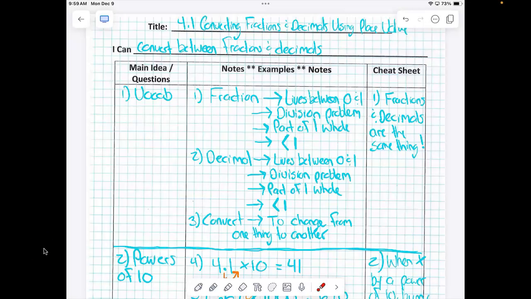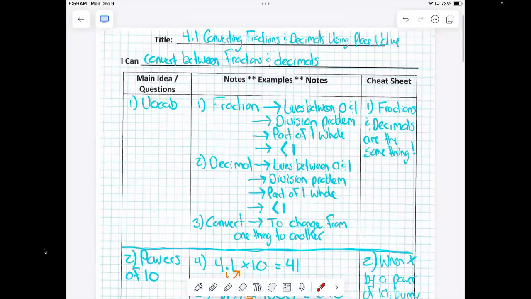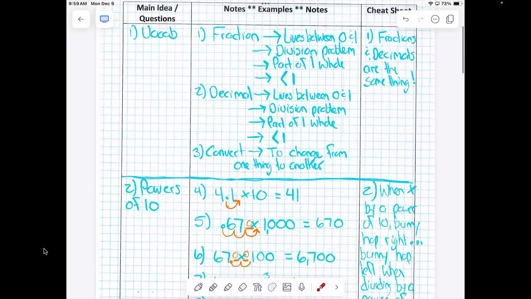Today we finished converting fractions and decimals using place value. Can you convert between fractions and decimals? Yes, sure can. A fraction lives between 0 and 1. It's a division problem, a part of a whole, less than 1. Yes. And a decimal, what is it? Are they the same thing? Yes. Therefore, we can convert between them. Convert means to change, yes?